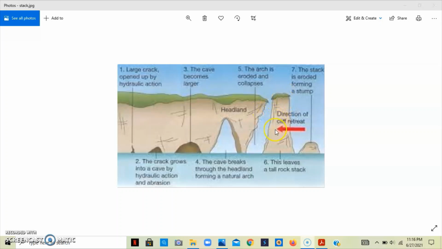So this here is the stalk, and you know that the stalk will continue to erode to form what is known as a stump. And this stalk is just an isolated column of rock.